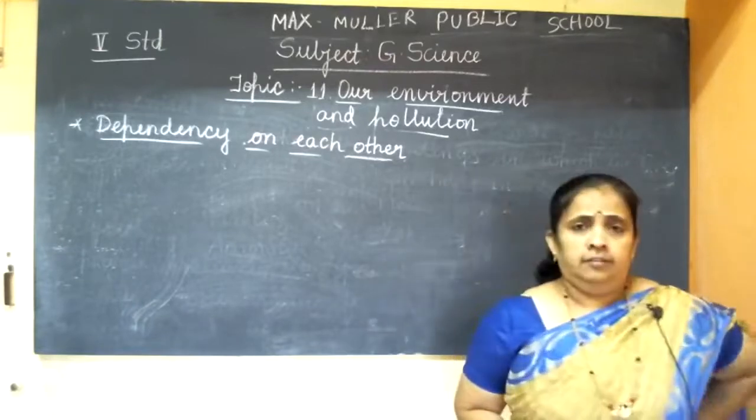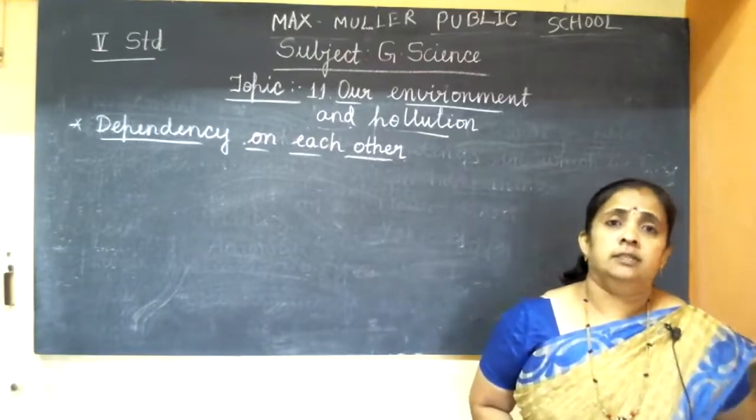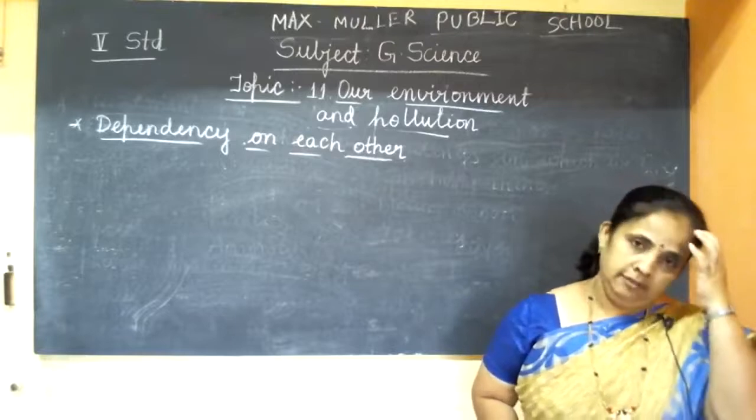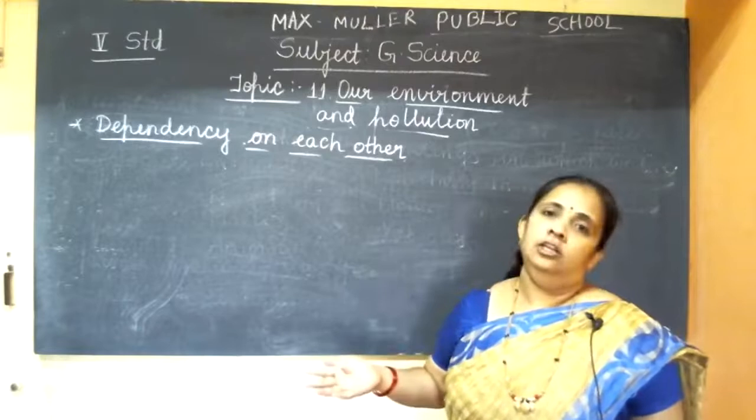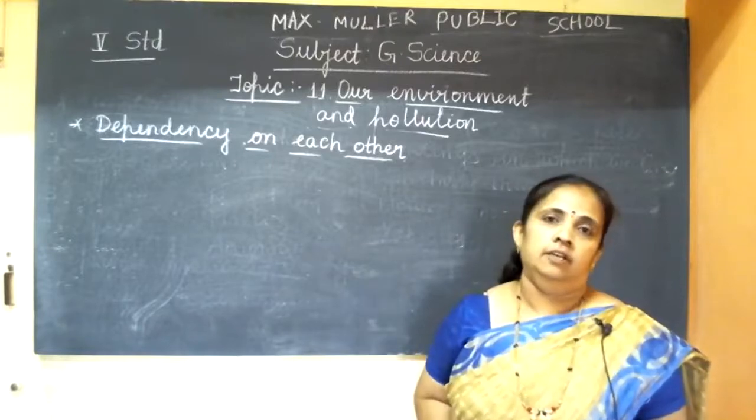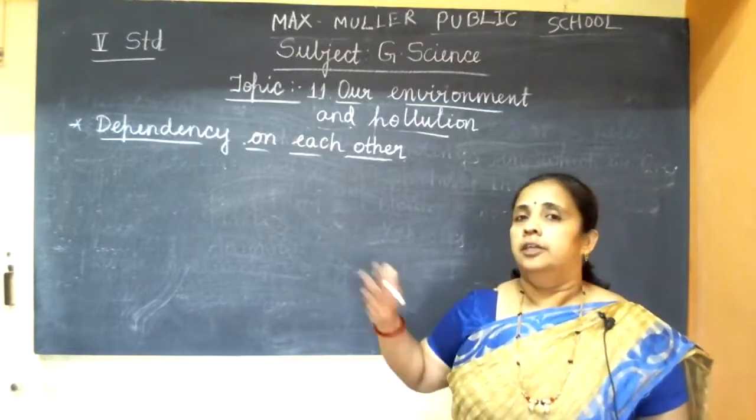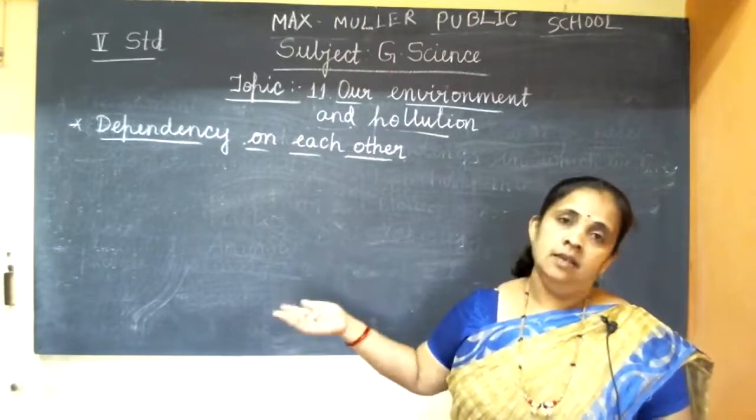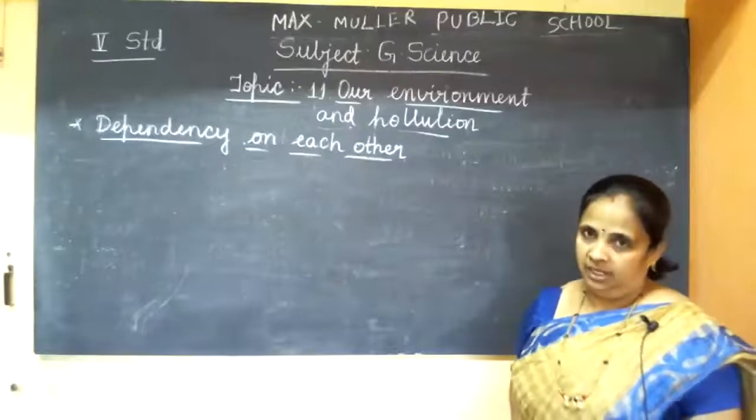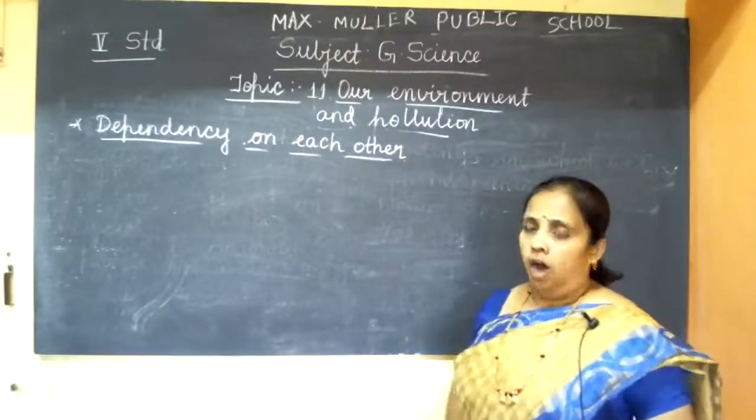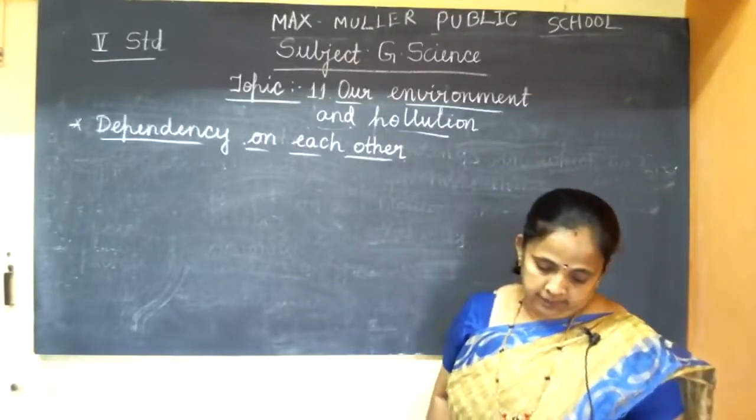Okay, so for survival, human beings, if you take them as living beings, are dependent on both living beings and non-living beings for their survival. So as I said, human beings are dependent on plants, animals. Plants are dependent on animals. Animals are dependent on plants. Okay, so we'll see now how they are dependent.